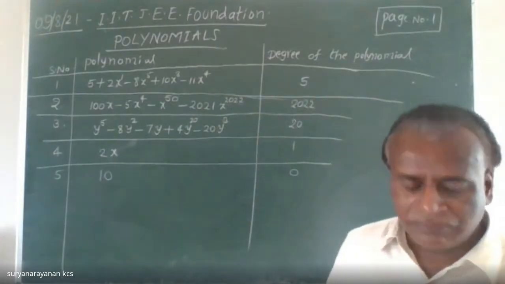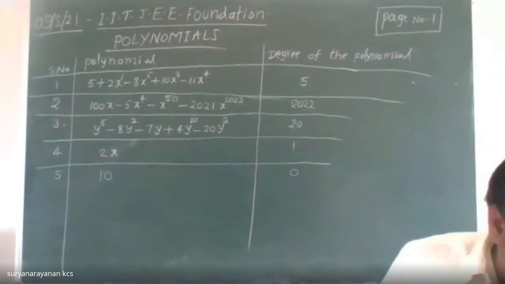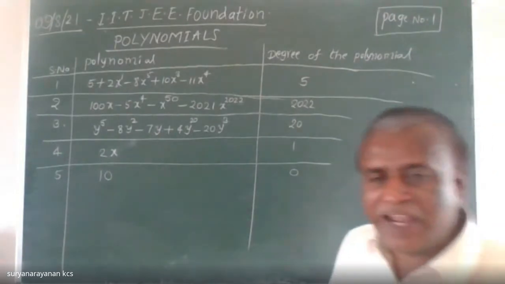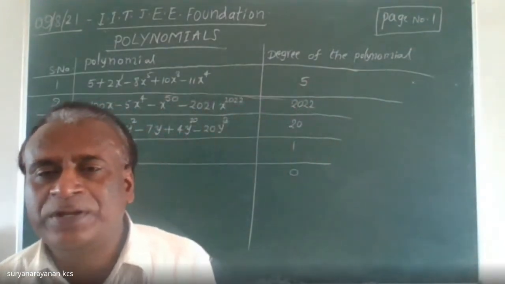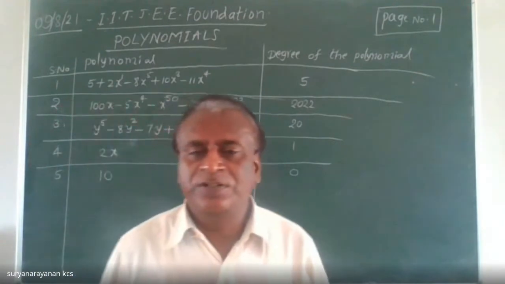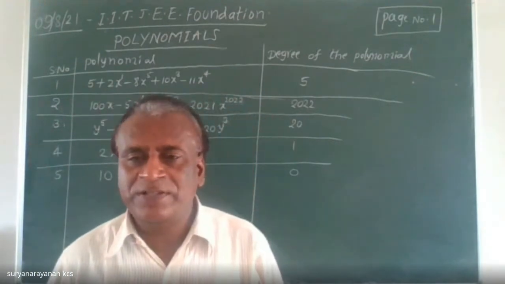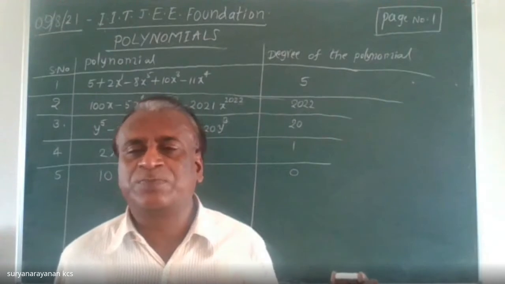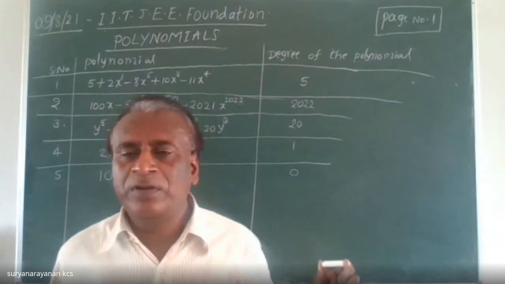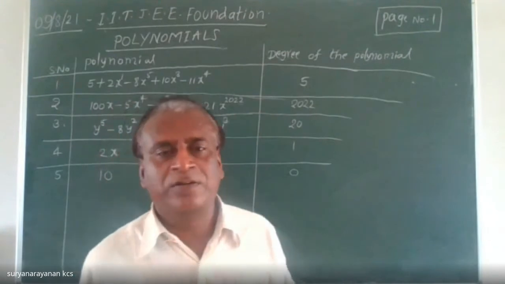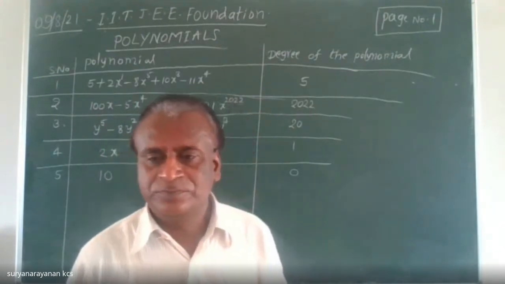Understood this point, my dear children? Yes, sir. Is this point clear? How to find the degree of a polynomial? I will repeat this point. The degree of a polynomial means the highest exponent, the highest power of the variable in the given polynomial.